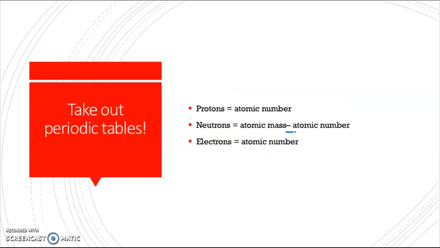So why is this important? Why do we care about it? The atomic number tells us how many protons we have. It's also, like I said earlier, going to tell us the number of electrons we have. And if we take the atomic mass minus the atomic number, we're going to get the number of neutrons we have. Let's do a quick reminder. Protons are positively charged particles. Electrons are negatively charged, and neutrons are neutrally charged, or they don't have a charge.